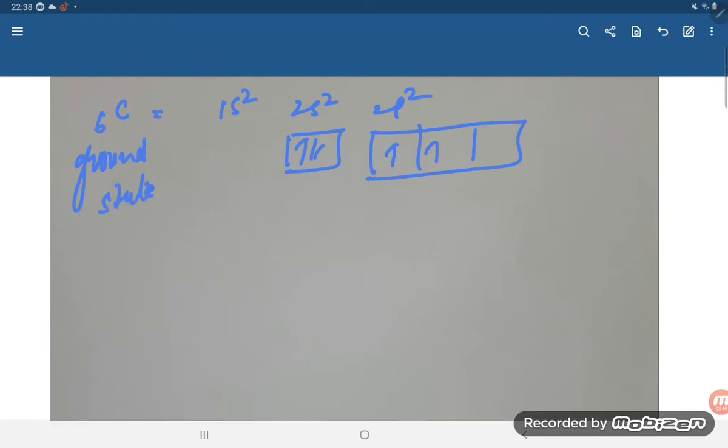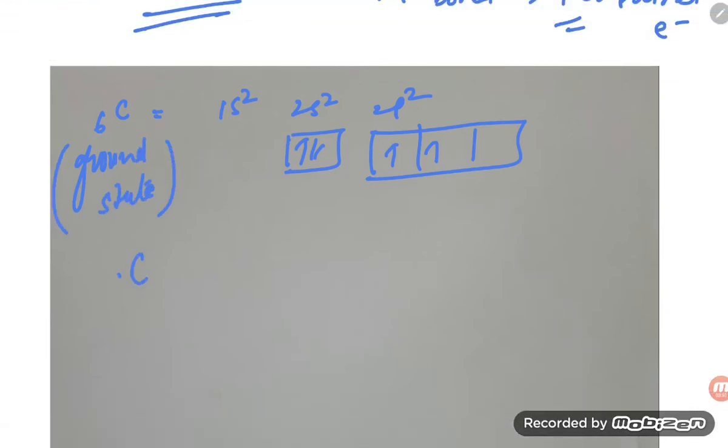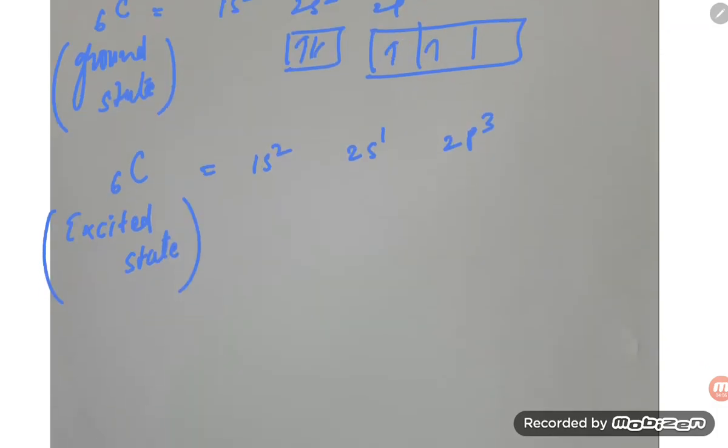So what we are going to do, students, is send this carbon into the excited state. What will happen if we send it into the excited state? The configuration becomes 1s2, 2s1, and 2p3. So 2s1 means 1 electron, and 2p3 means 3 electrons.